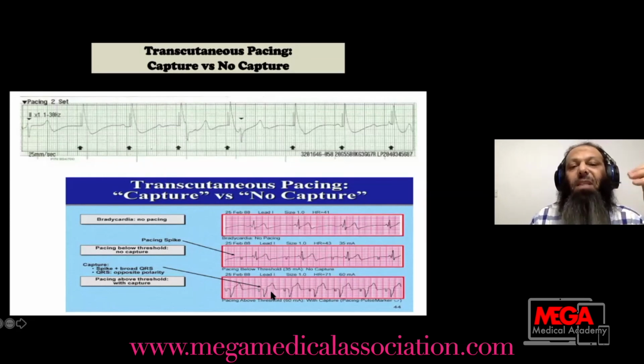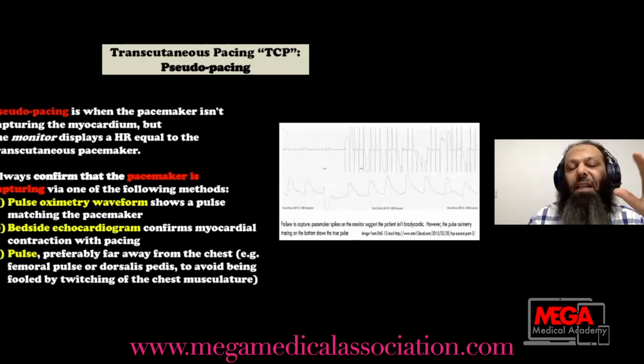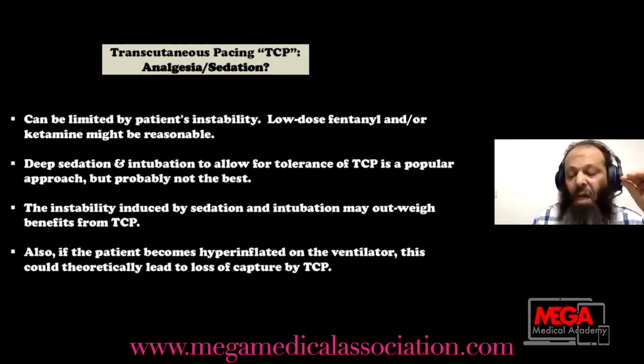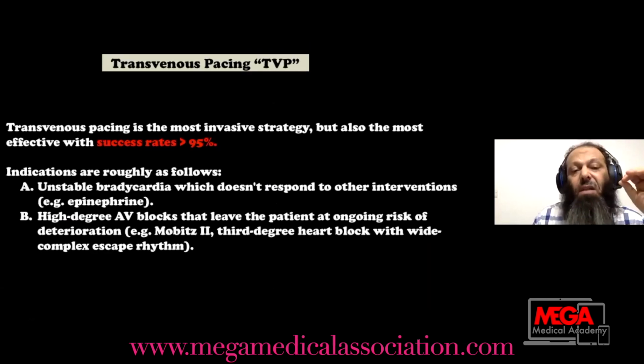But the problem is that it does not commonly affect pacing the heart, so you have to go with transvenous pacing. Transvenous pacing, though it's the most invasive strategy, is the most successful intervention for treating bradycardia, in more than 95%. The indication is usually unstable bradycardia which does not respond to other interventions, and symptomatic high-grade AV block.